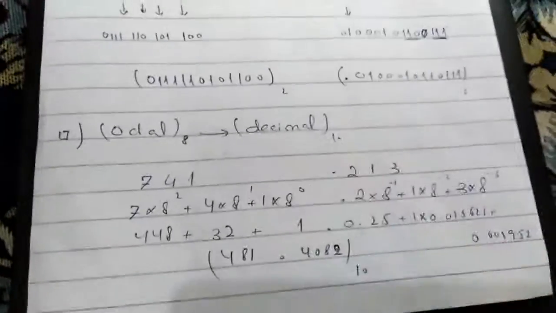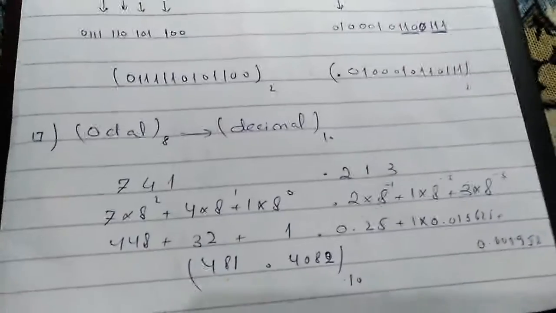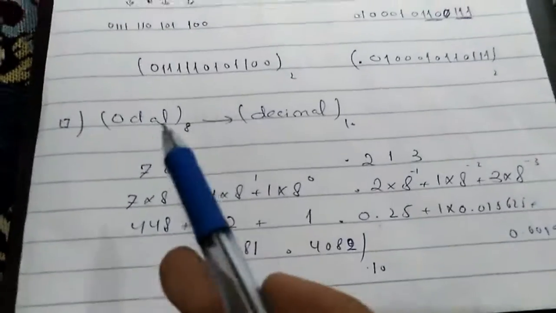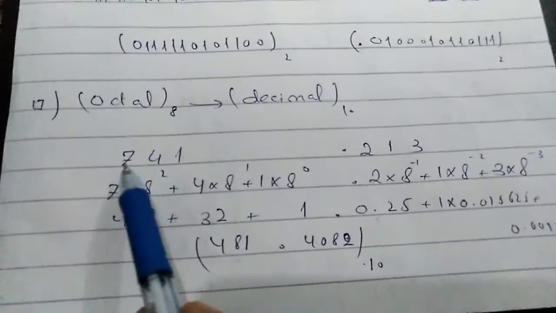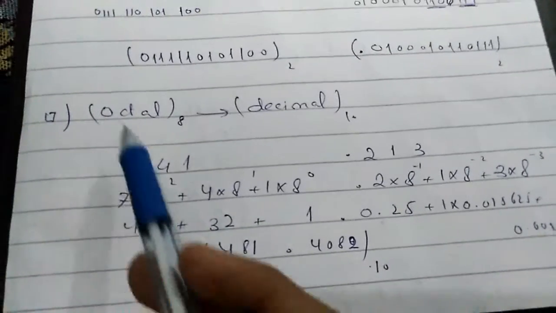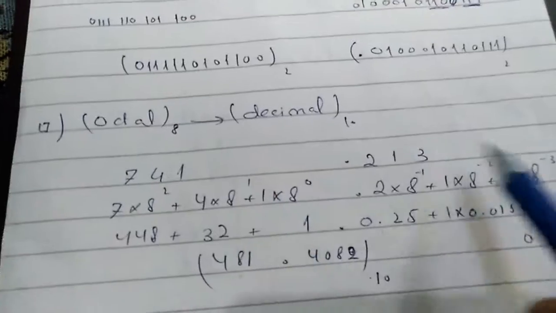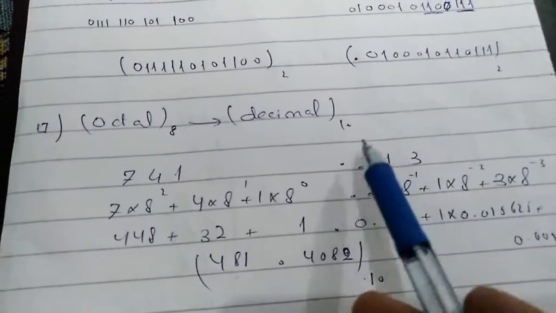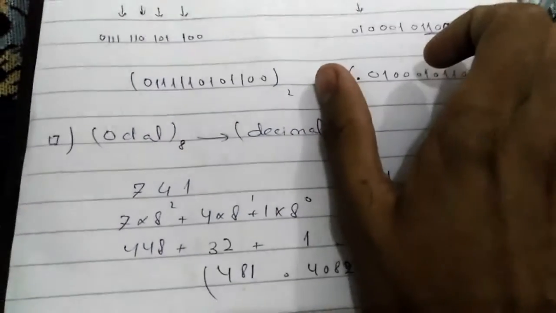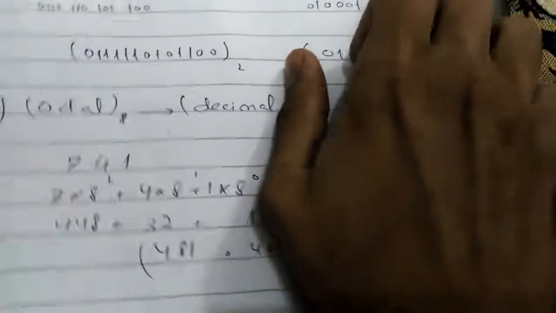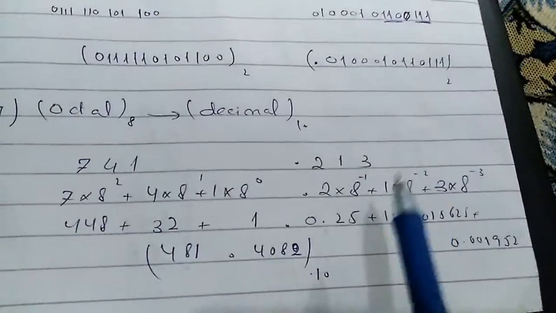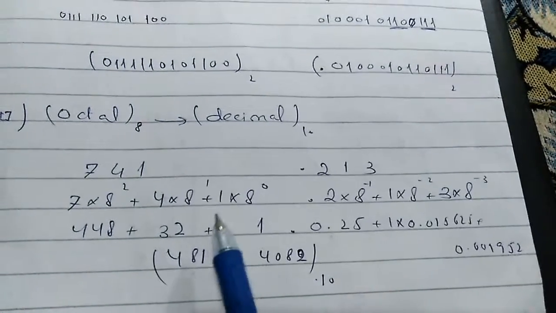Now, octal to decimal conversion is simple. Here we have taken an octal number, 741, and after the decimal point, if we have to convert, it will be simplified like this.